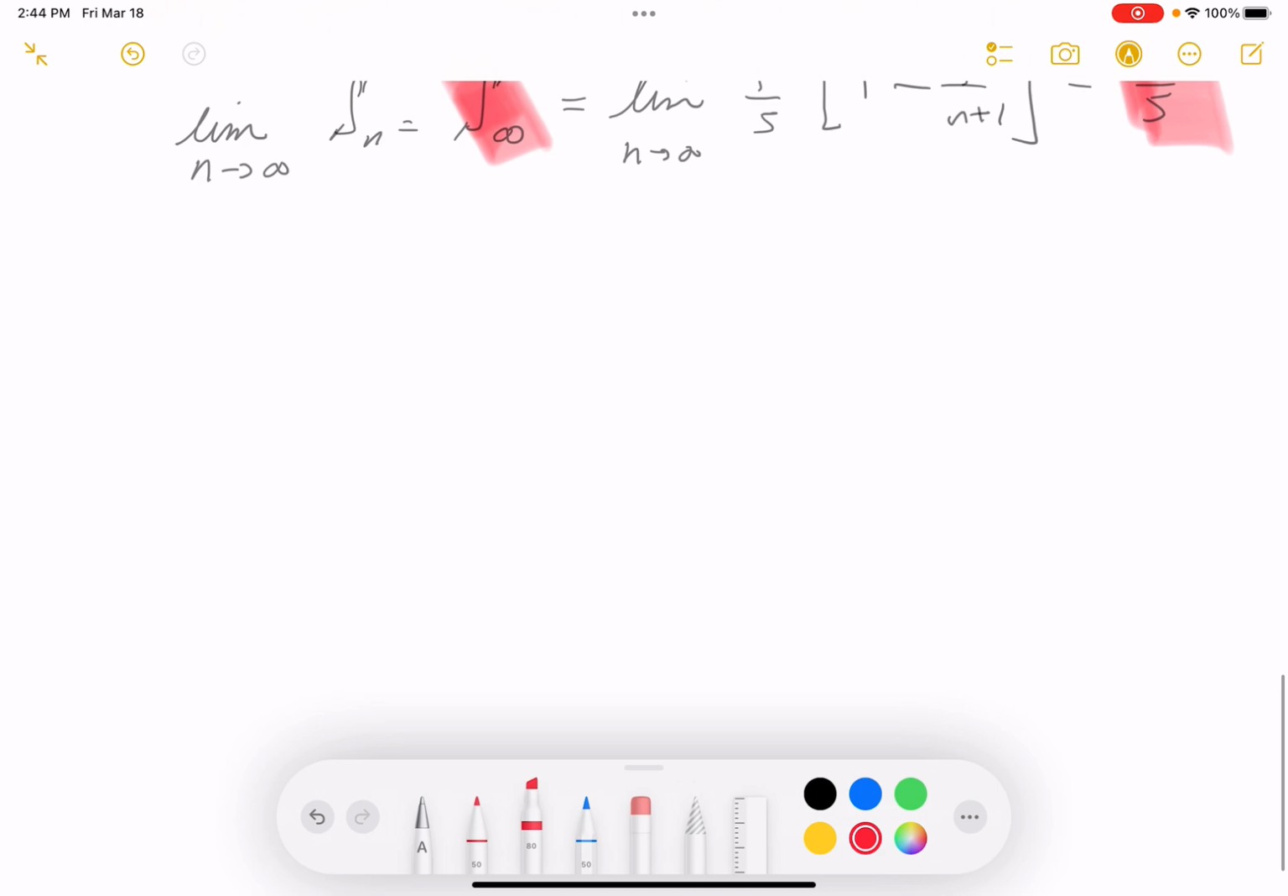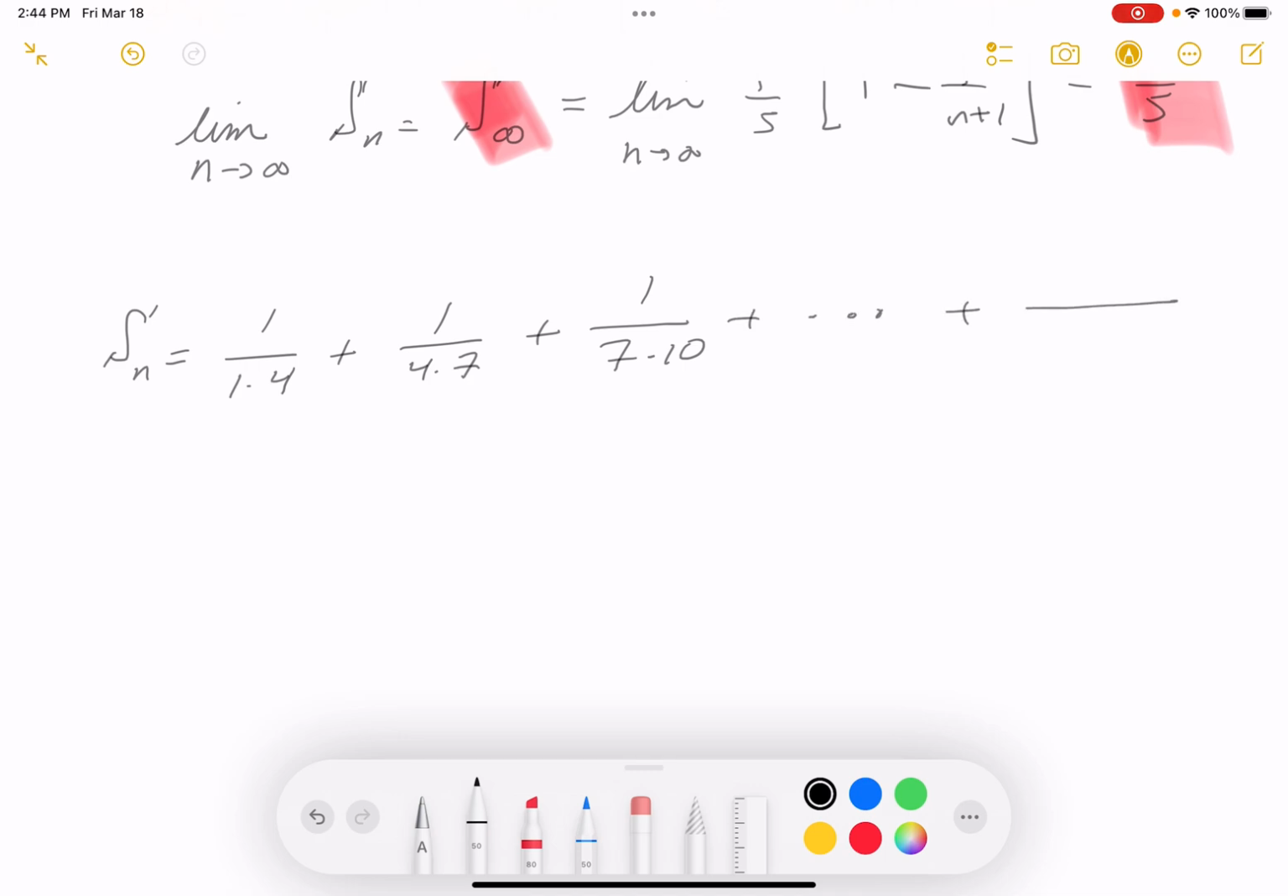Let me write down what the sum is. I'm going to write down Sn. So Sn, this is the nth partial sum, 1 over 1 times 4 plus 1 over 4 times 7 plus 1 over 7 times 10 plus yada, yada, yada. I need to get to the nth term.